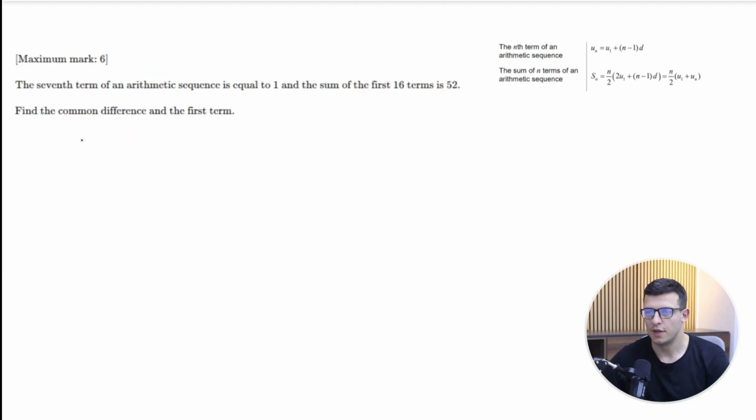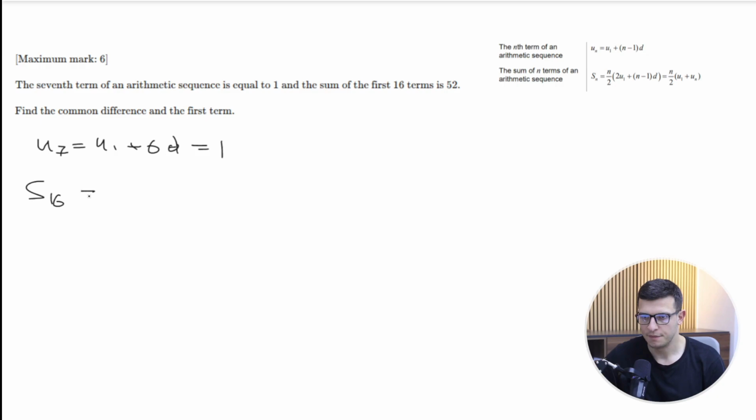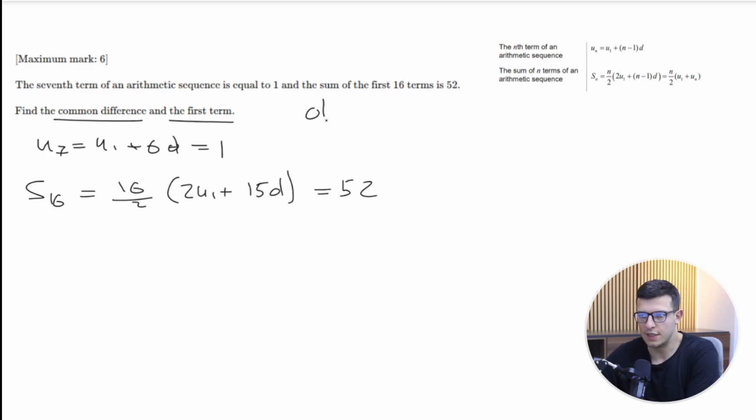The seventh term of an arithmetic sequence is equal to 1. So this is an arithmetic sequence, u7 equal to u1 plus 6d equals 1. And the sum of the first 16 terms, so S16, is equal to 16 divided by 2, times 2u1 plus 16 minus 1, which is 15d, has to be equal to 52. Find the common difference and the first term. So we're looking for d and we're looking for u1.